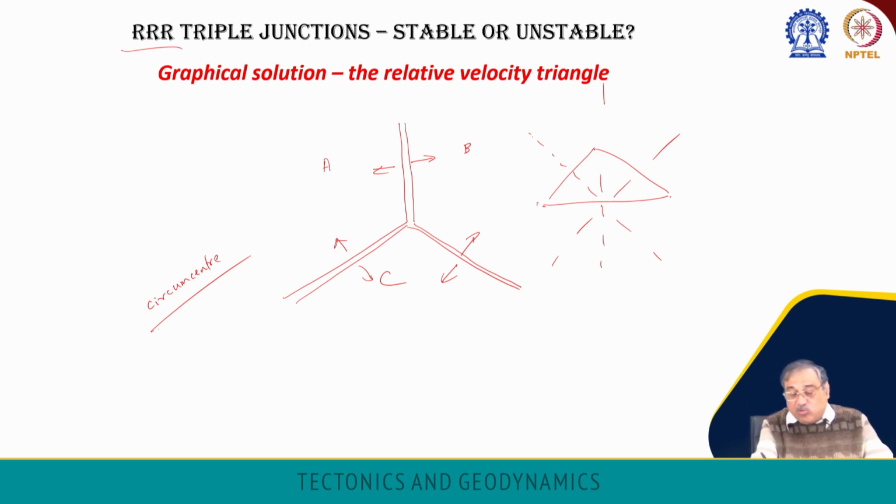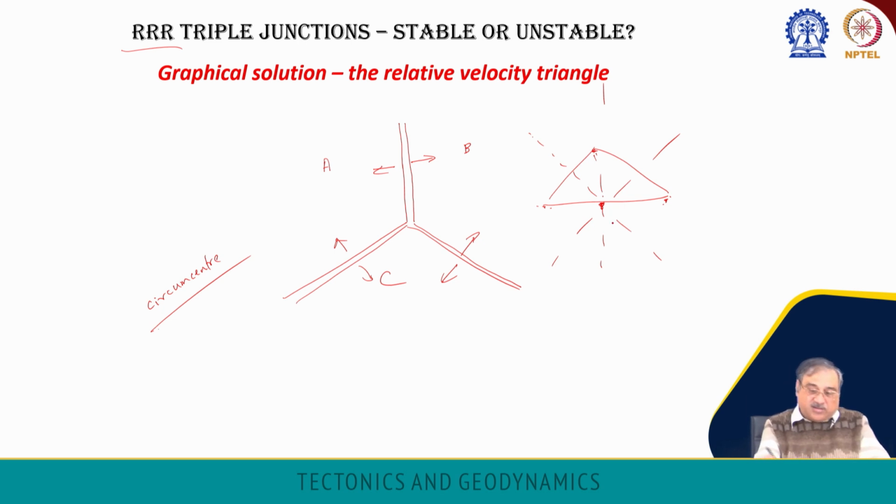The circumcenter of the relative velocity triangle will actually represent the relative velocity of the triple junction with respect to each of the three plates. So just imagine that the triple junction was somewhere here. If a person was situated on this plate, this triple junction would appear to move this way with a magnitude of velocity proportional to this. If the person is here, this triple junction would appear to move eastwards. If a person was here, this triple junction would appear to move westwards.